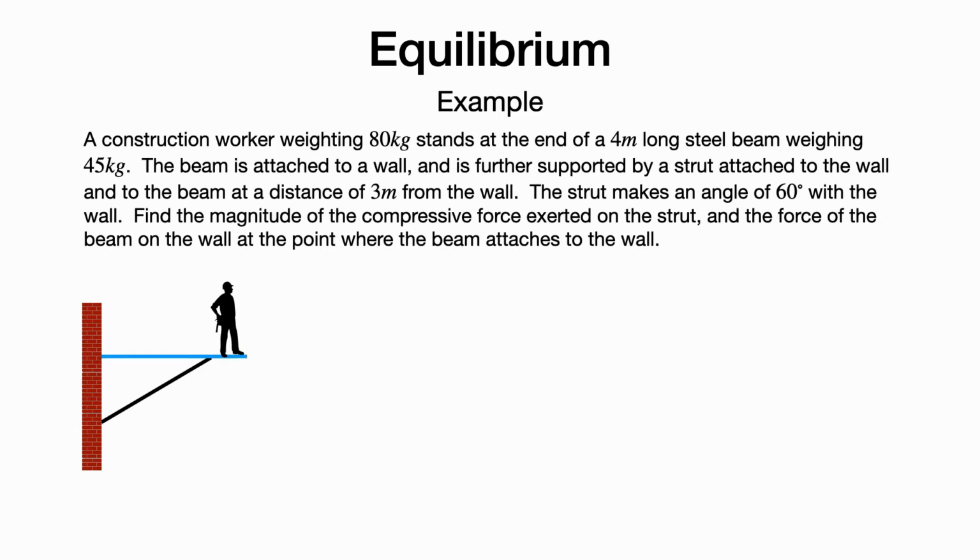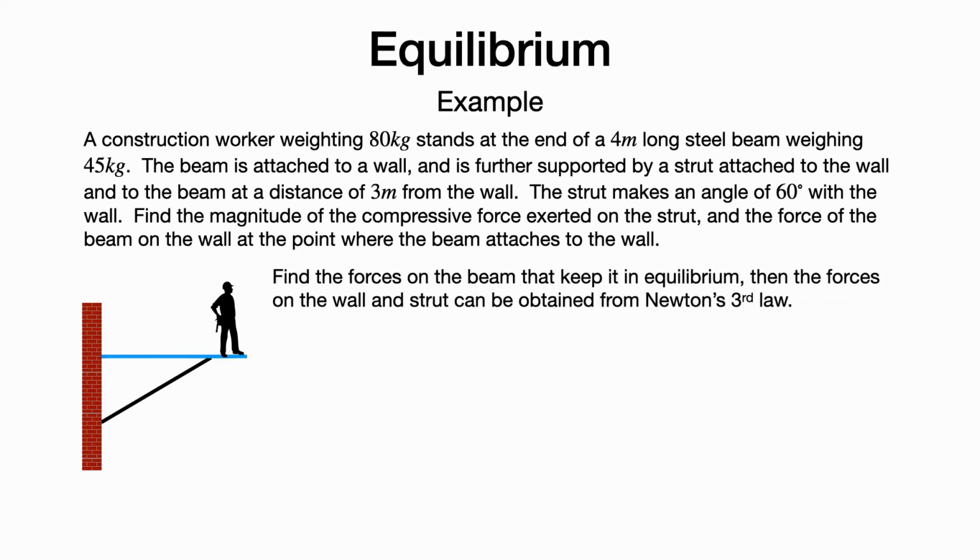So consider a construction worker weighing 80 kilograms who stands at the end of a 4-meter long steel beam weighing 45 kilograms. The beam is attached to a wall and is further supported by a strut attached to the wall and to the beam at a distance of 3 meters from the wall. The strut makes an angle of 60 degrees with the wall. Find the magnitude of the compressive force exerted on the strut and the force of the beam on the wall at the point where the beam attaches to the wall.